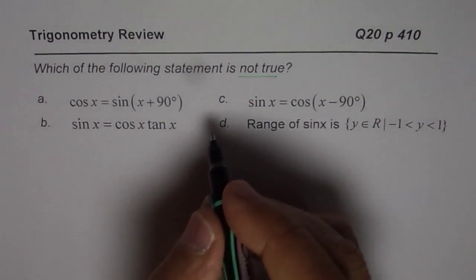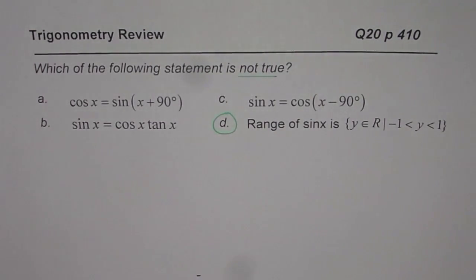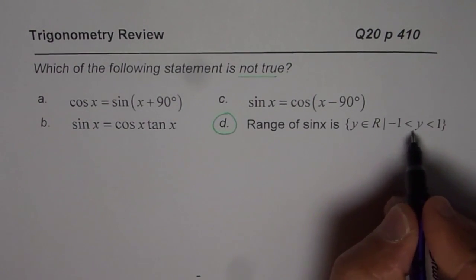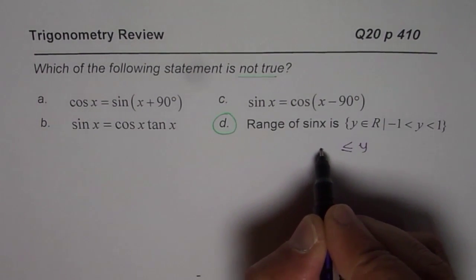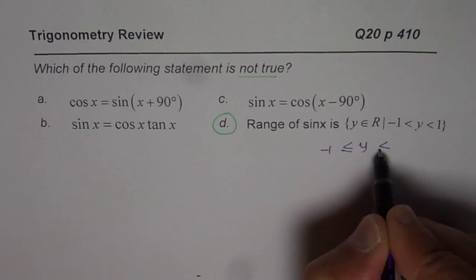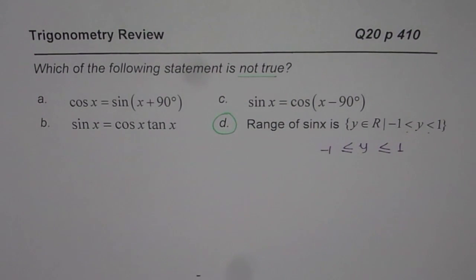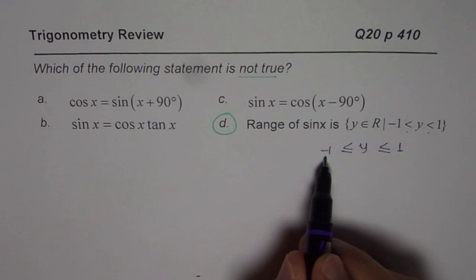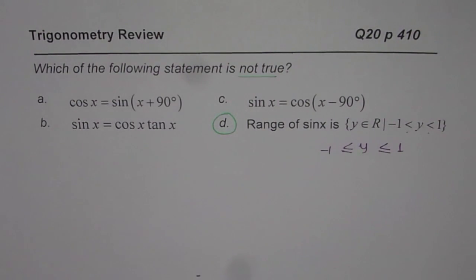Well, clearly it is definitely D that is not true. Can you tell me why? I know some of the students will think it is true. Well, this is kind of tricky. The range is y greater than or equal to -1 and less than or equal to 1. So we have missed that sign, and that is why this range is not the right range for sin x. The range for sin x is between -1 and 1, both included, right? So that's the answer to your question.